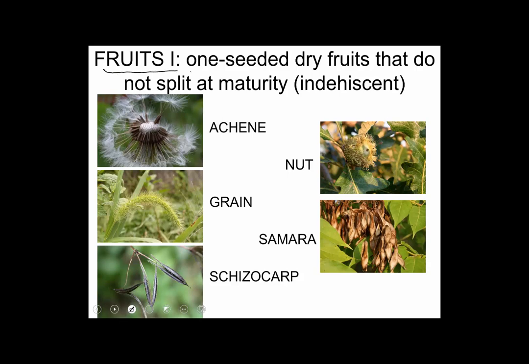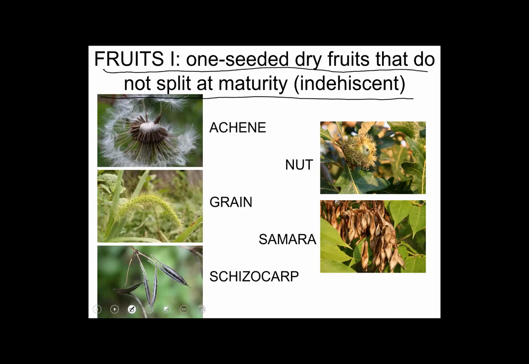first we're going to draw our attention to the fruits that are one-seeded and dry and don't split at maturity. A fruit that's one-seeded and dry and does not split at maturity to release its seed really could be mistaken for a seed. And a lot of times they are called seeds. Sunflower "seeds" are actually sunflower fruits. Crack one open and the seed is inside.